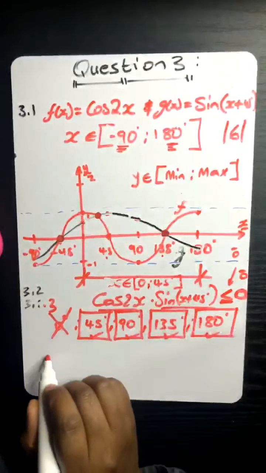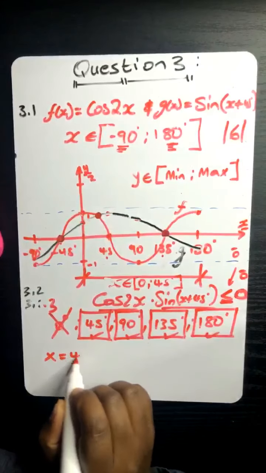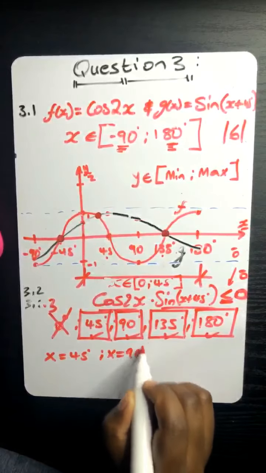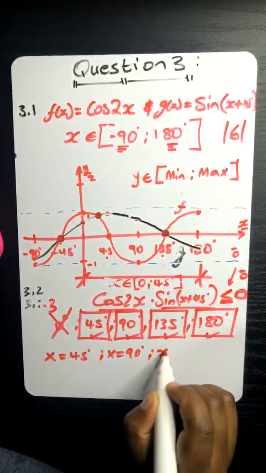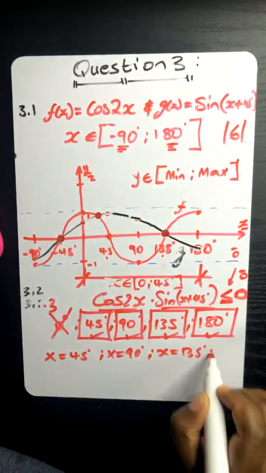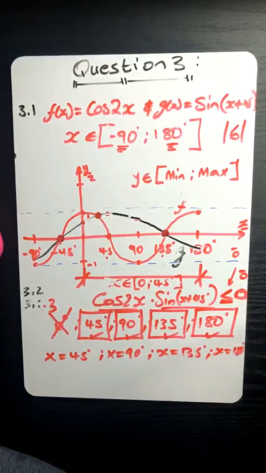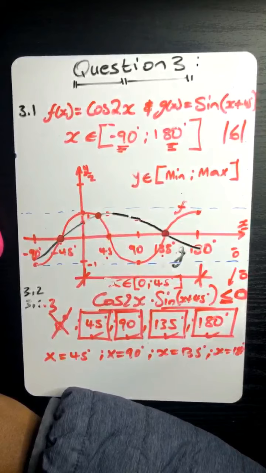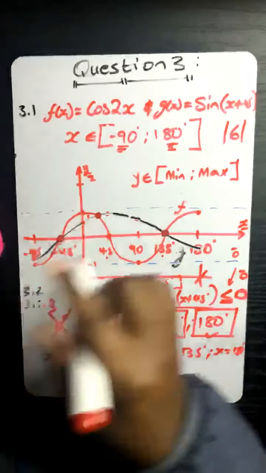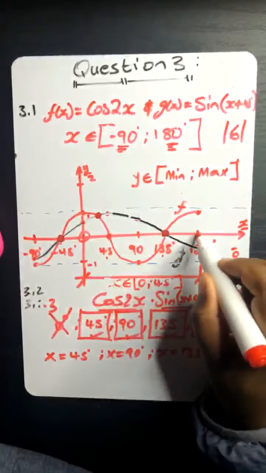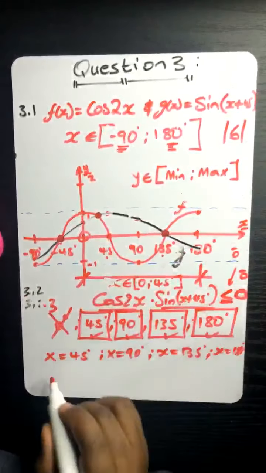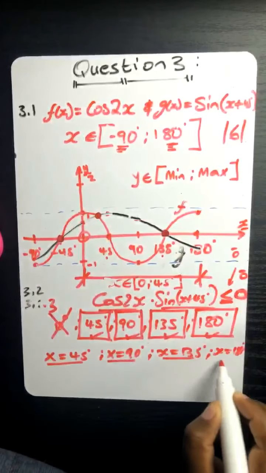I think one may say that's where x is equal to 45 degrees. Again, that's where x is equal to 90 degrees. Again, that's where x is equal to 135 degrees. Again, that's where x is equal to 180 degrees, because they said determine for which values of x, where x is an element of 0 to 180, this thing multiplied by that will be less than or equal to 0. So you have that, you have that, you have that, you have that.